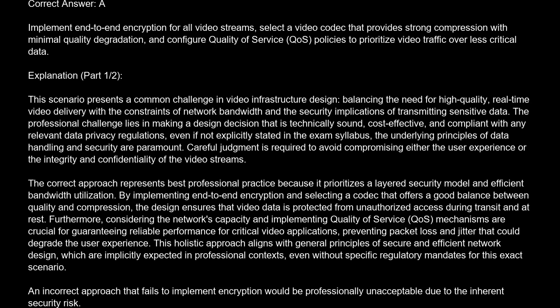By implementing end-to-end encryption and selecting a codec that offers a good balance between quality and compression, the design ensures that video data is protected from unauthorized access during transit and at rest. Furthermore, considering the network's capacity and implementing quality of service, CoS, mechanisms are crucial for guaranteeing reliable performance for critical video applications, preventing packet loss and jitter that could degrade the user experience. This holistic approach aligns with general principles of secure and efficient network design, which are implicitly expected in professional contexts, even without specific regulatory mandates for this exact scenario.